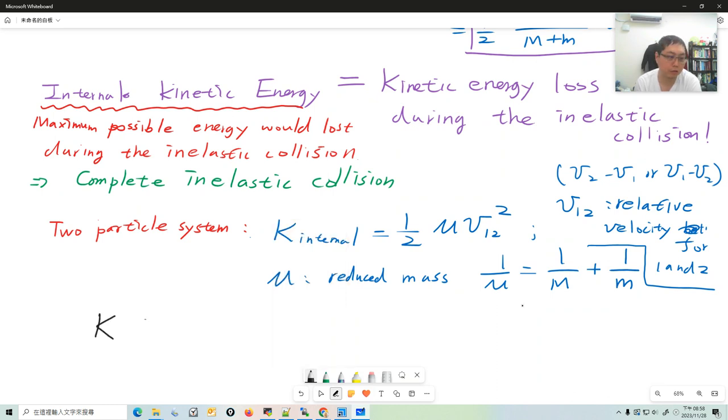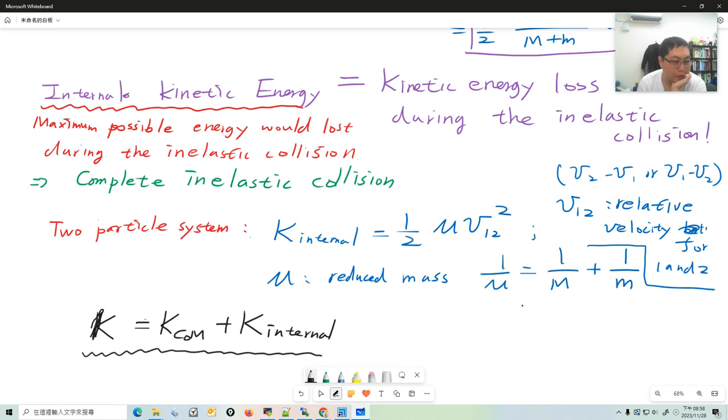The kinetic energy of your system is equal to the kinetic energy of the center of mass plus the internal kinetic energy. Your total kinetic energy is equal to the kinetic energy of the center of mass plus the internal kinetic energy. This can be proved, but I don't have time to do this proof, I just want to let you know.